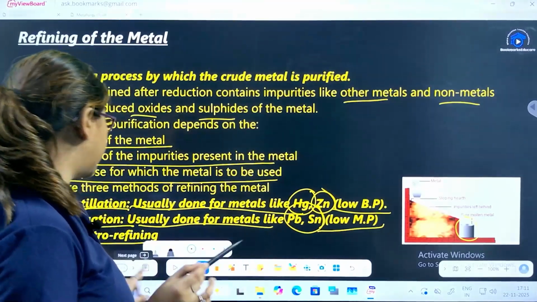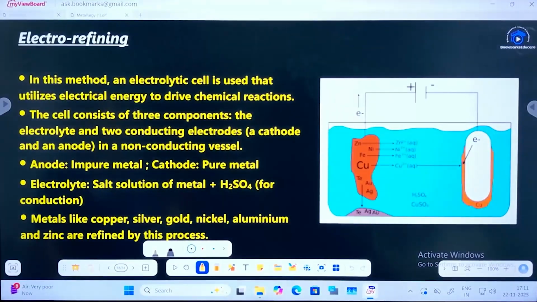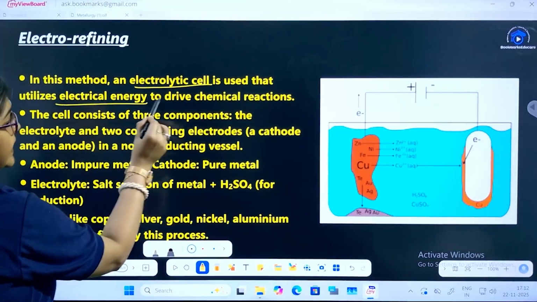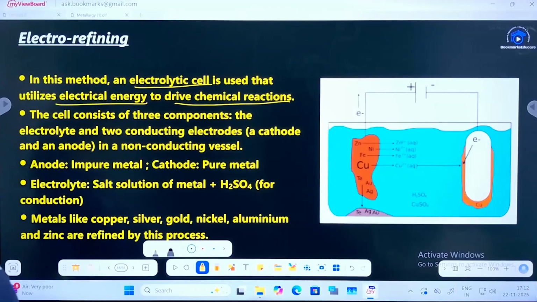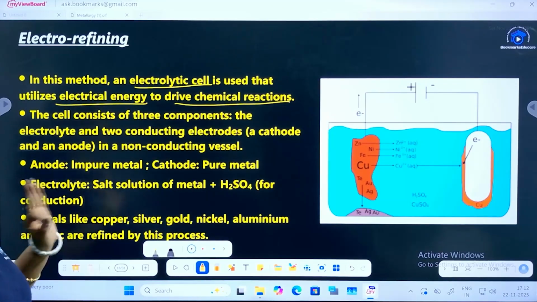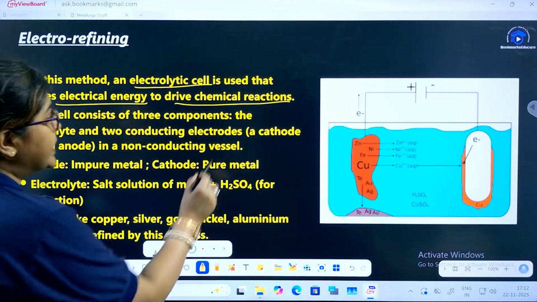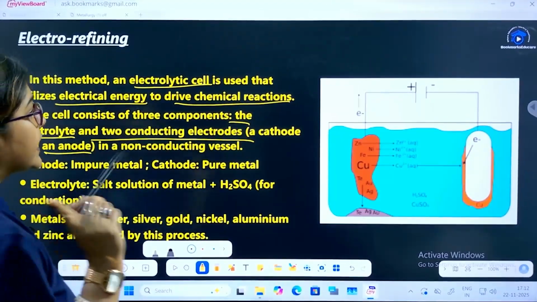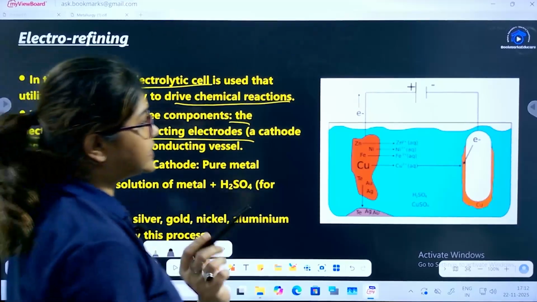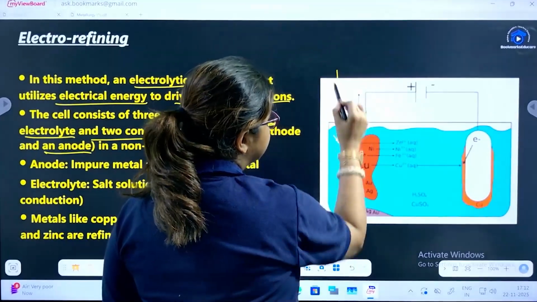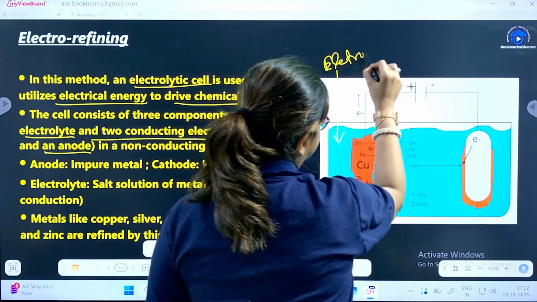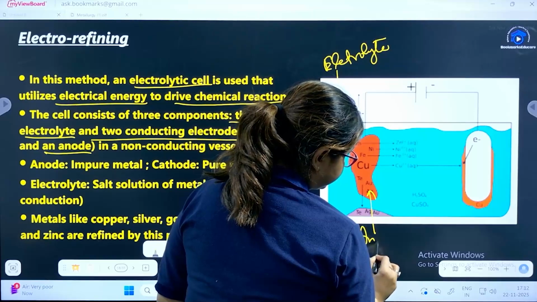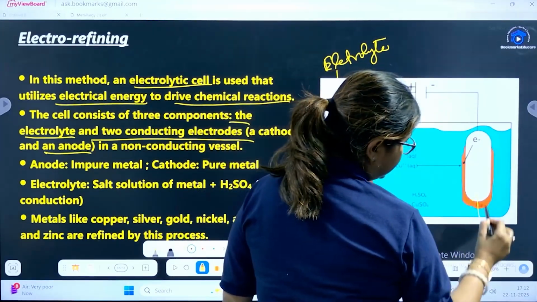Now what is electrorefining? Electrorefining utilizes an electrolytic cell and it utilizes electrical energy to drive chemical reactions. There are three components in the cell: one is the electrolyte, and the other two are conducting electrodes, that is the cathode and anode, in a conducting vessel. So you see here, this is the electrolyte, this is the anode, and this is the cathode.